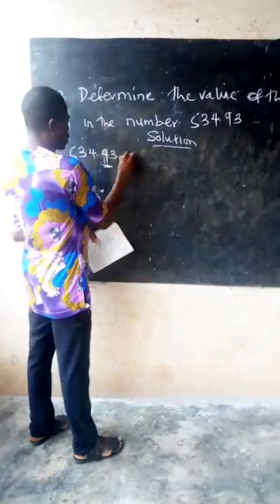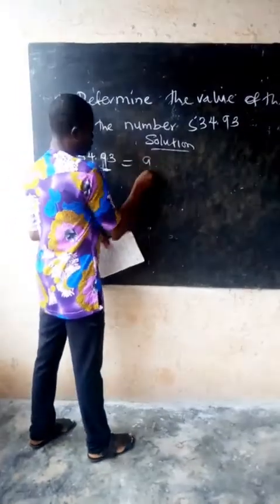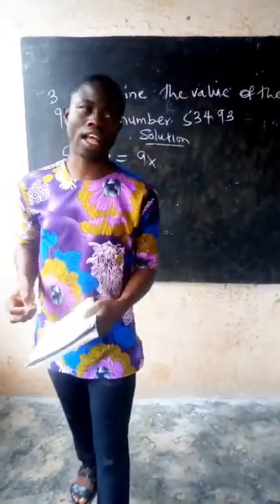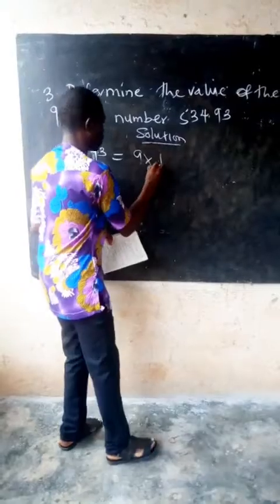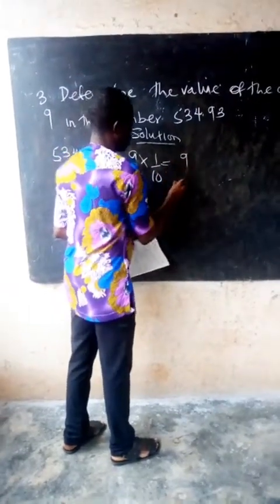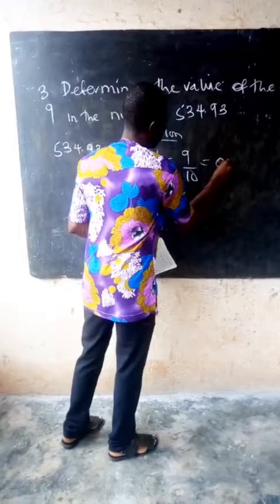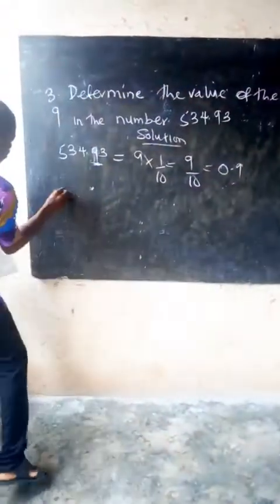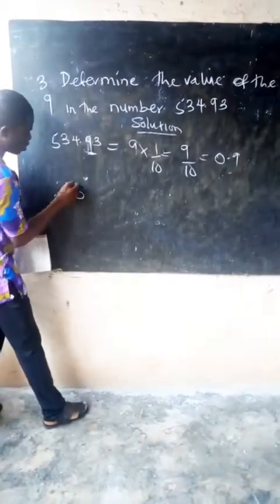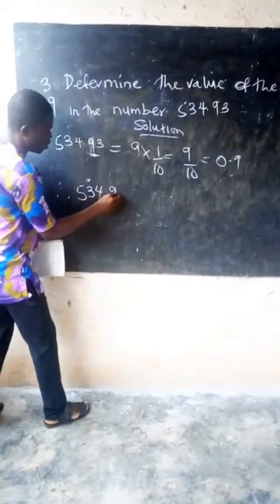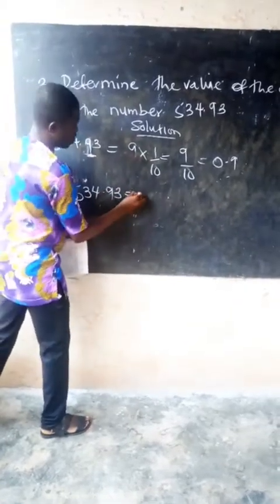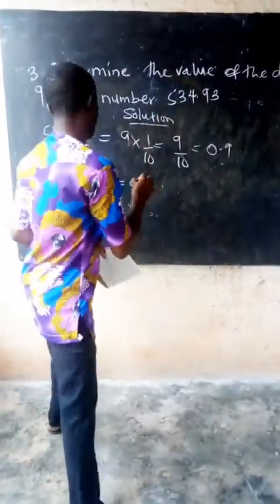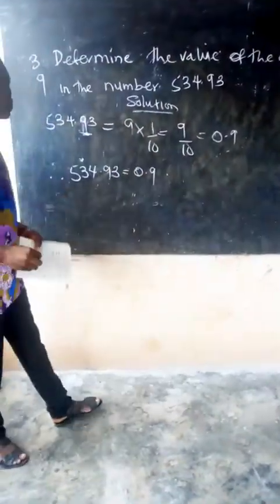So now we have 9 times 1 over 10, which is 0.9. You get 0.9. Sorry, 0.9, not 0.4. So this is the third example.